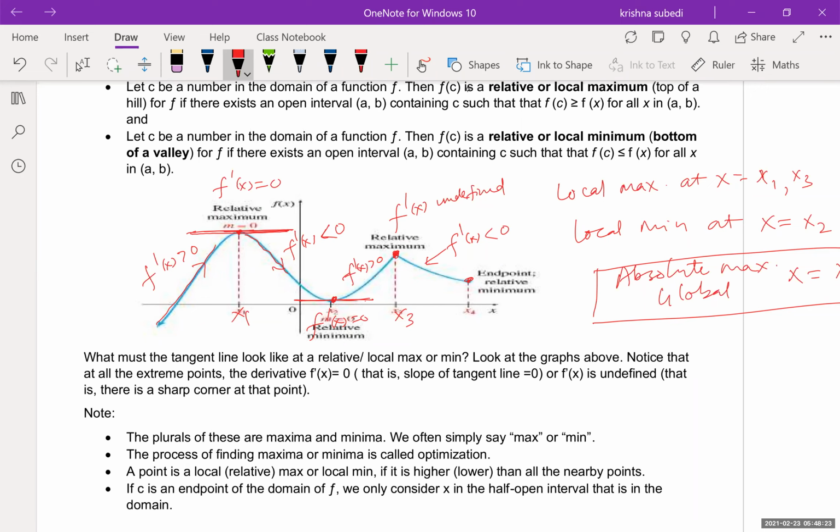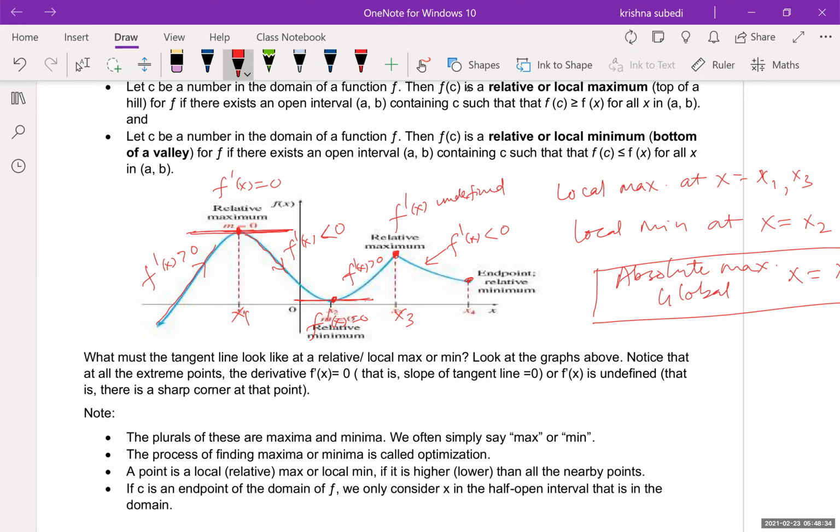When the derivative is 0 or undefined, we call it critical numbers, critical points. Remember from our last class. So this is one critical point. This is another critical point, another critical point, okay? So the minimum or maximum occurs at those critical points.